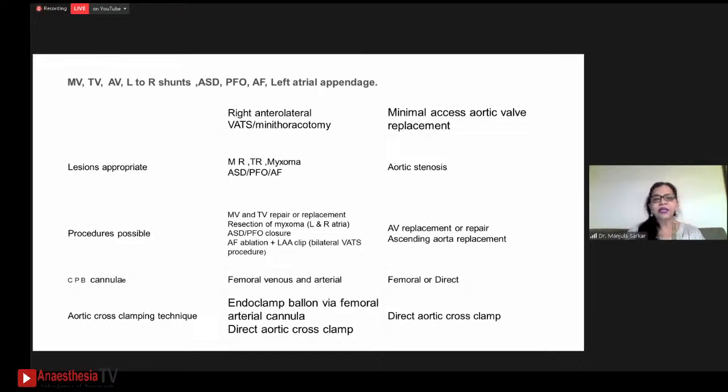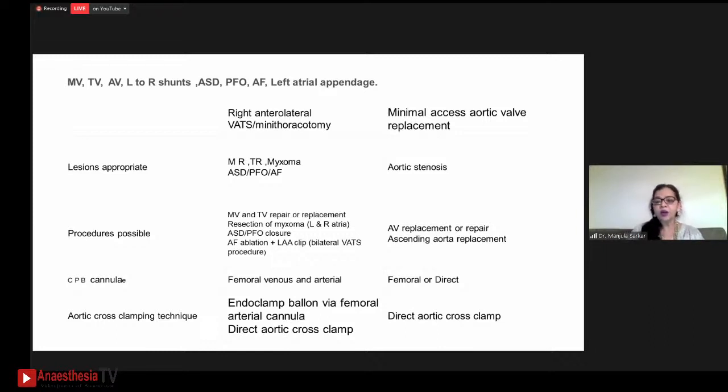What are the right anterolateral mini thoracotomy procedures that can be done, and what are the sternotomy procedures that can be done? Lesions appropriate for anterolateral mini thoracotomies are mitral valve replacement, tricuspid replacement, myxoma excision, ASD, PFO, and atrial fibrillation. But for aortic stenosis, you have to do the mini sternotomy. Procedures possible: mitral valve and tricuspid valve repair or replacement, excisions, and corrective surgeries.